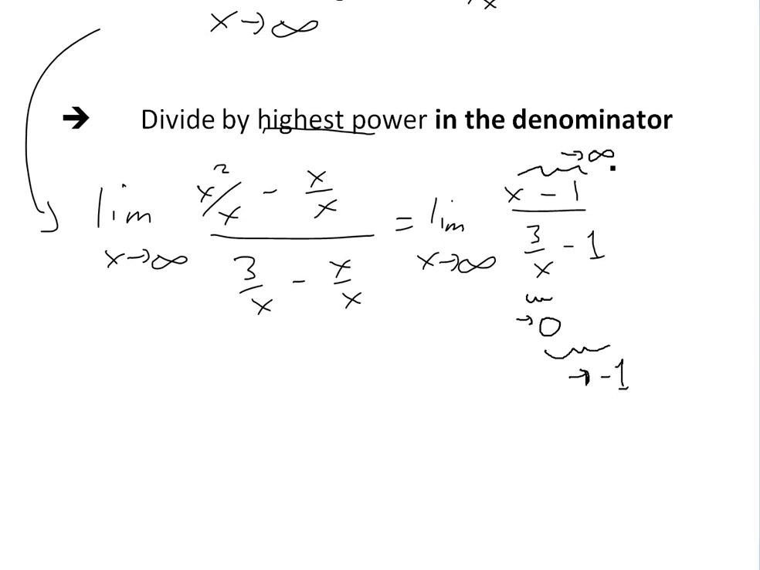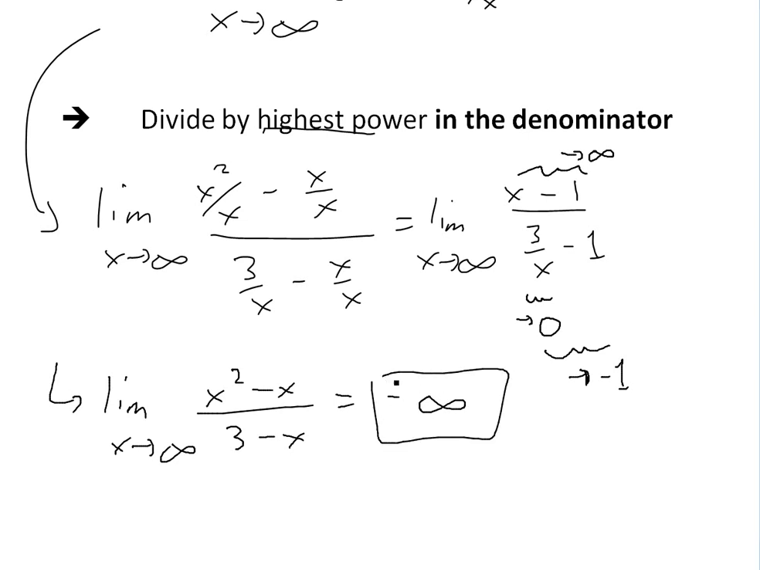So you're going to have now an infinity divided by a -1, or a really large number divided by -1. So you'll always be approaching infinity, but from the negative side. So we get our limit as x approaches infinity of x squared minus x all divided by 3 minus x equals -infinity. So we just highlight that.